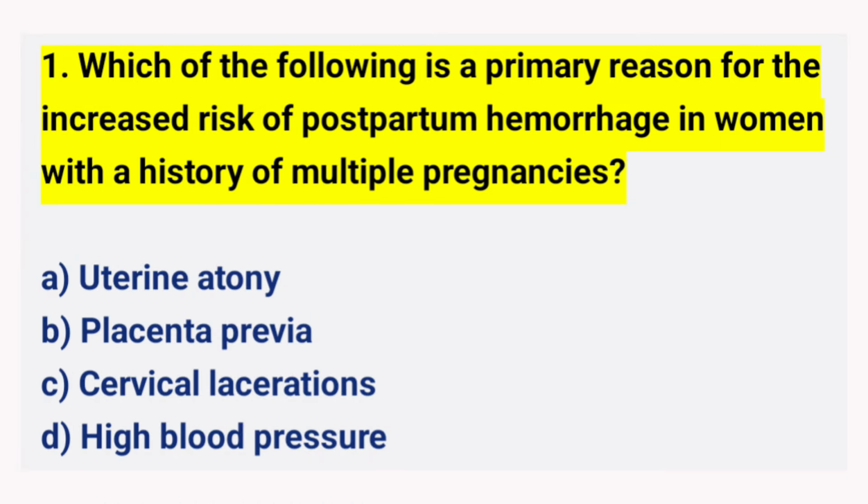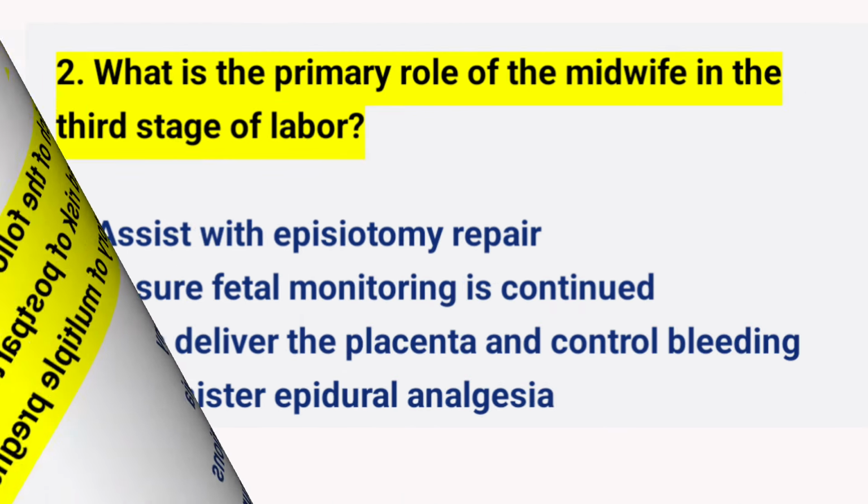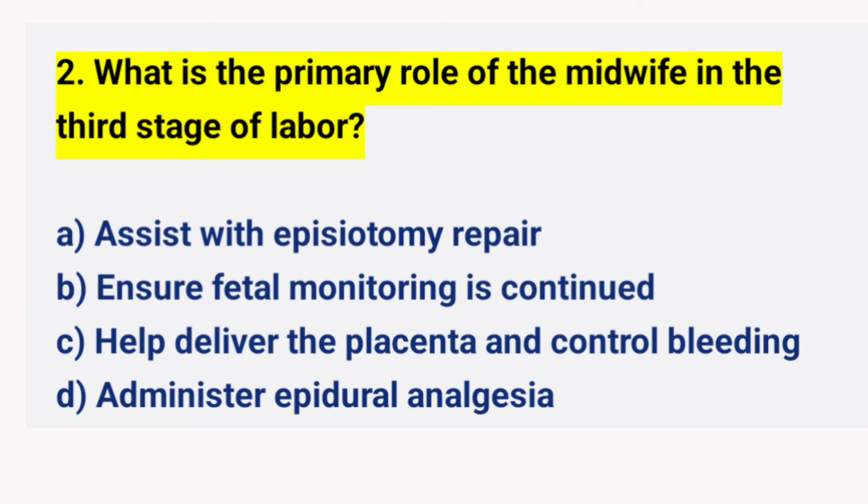Question number 1. Which of the following is a primary reason for the increased risk of postpartum hemorrhage in women with a history of multiple pregnancies? The right answer is option A, uterine atony. Question number 2. What is the primary role of the midwife in the third stage of labor? The right answer is option C, help deliver the placenta in controlled bleeding.